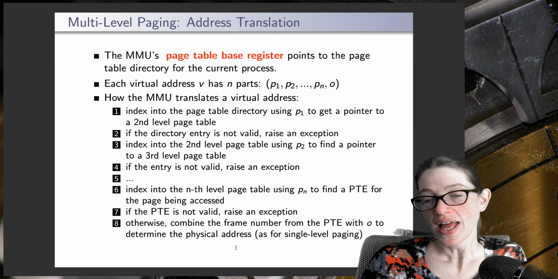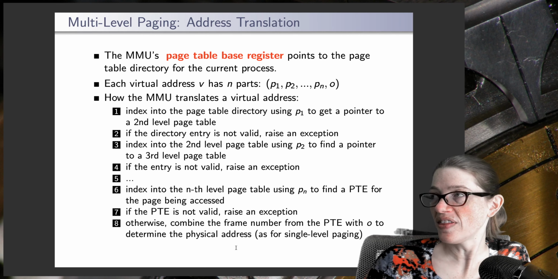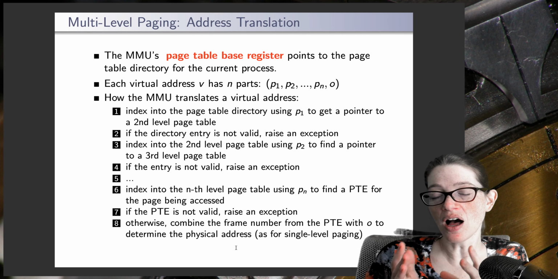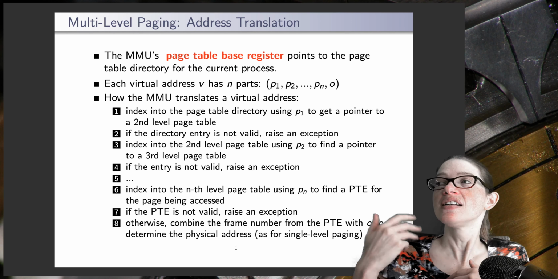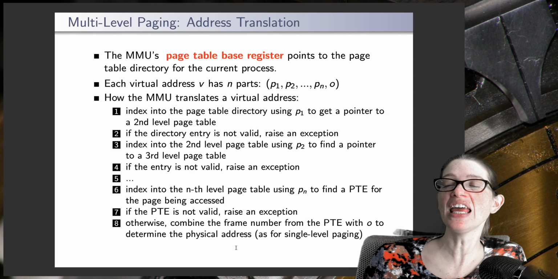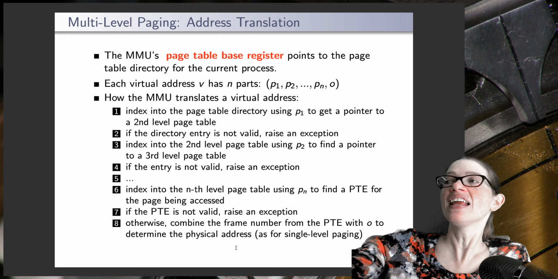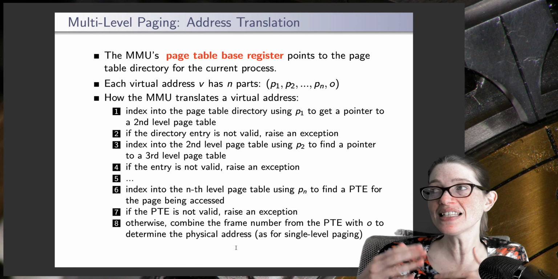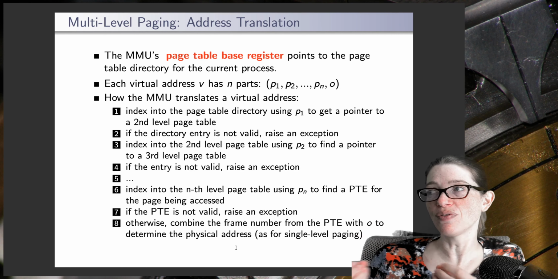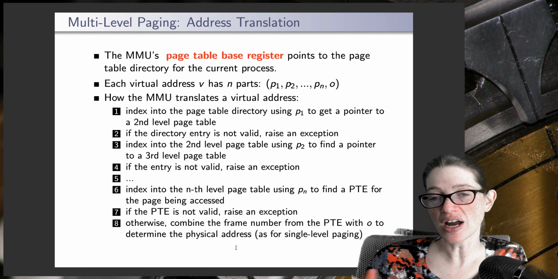Okay. So there's an algorithm here for the address translation. What the MMU does is it peels off the bits for the first page number, does a lookup, checks for invalid. If it's invalid, exception immediately. If it's not invalid, it gets the address of the next table, and then it gets the next bits down, and it repeats the process until it reaches the leaf node, at which point it can actually translate the address.